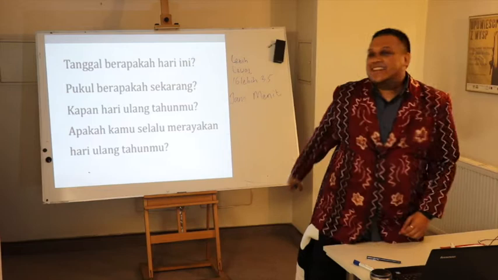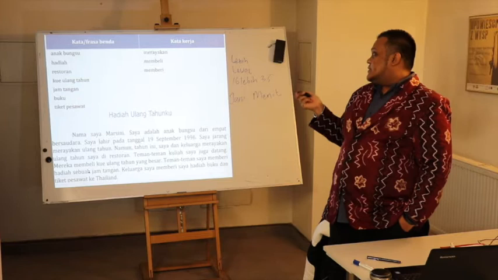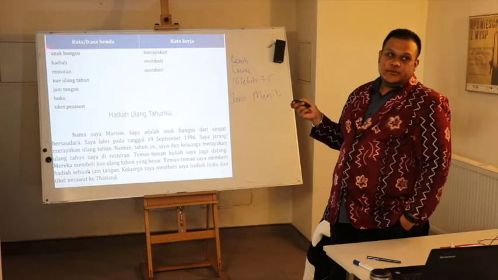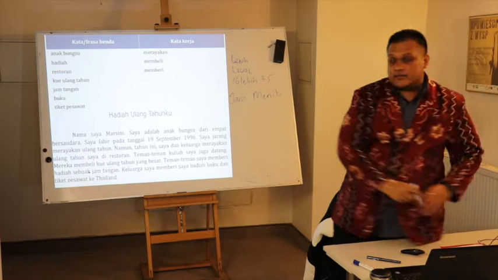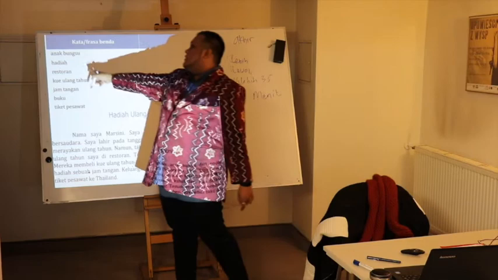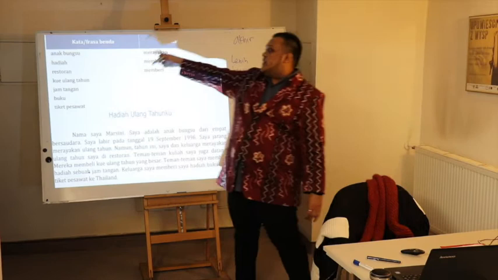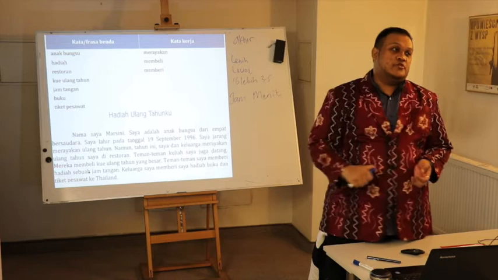Okay. Now, I want you to know this vocab. This is noun. This is verb. Anak bungsu. You know anak? Child. Bungsu is the last. Actually, the word for last is akhir, but if it means anak, it cannot be said like anak akhir. It's supposed to be anak bungsu, so the last child. For example, my younger sister adalah anak bungsu, karena the only last child of my family.